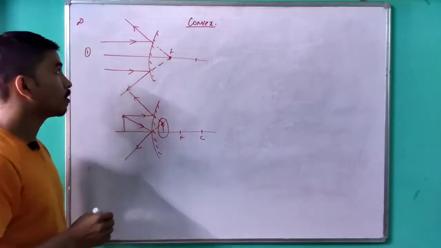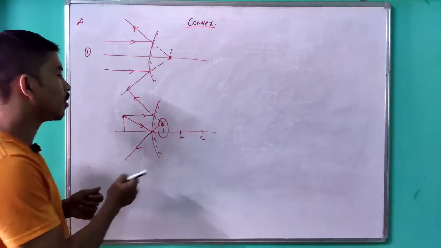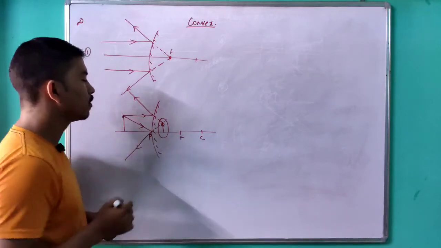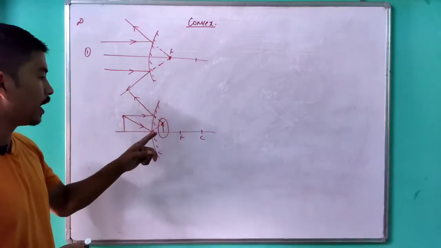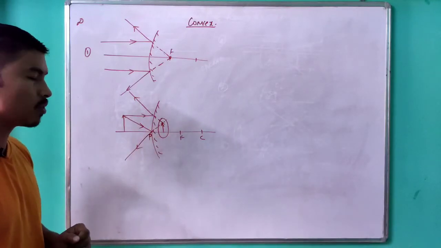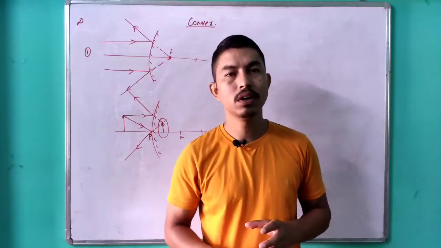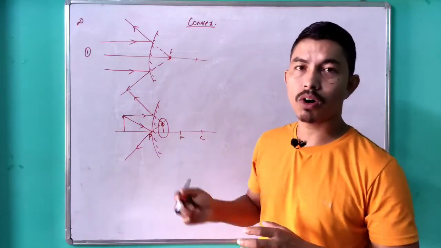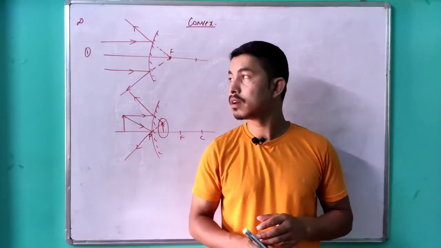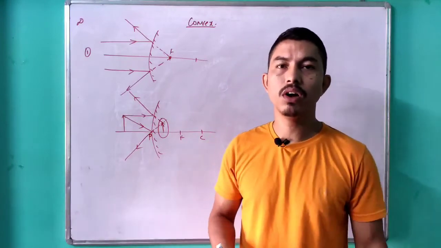Now for a convex mirror, whatever may be the position of the object, the image will always be formed between the pole and the focus, and the image will always be smaller than the size of the object, and the image will be erect as well as virtual. So it is very important for you to remember all the ray diagrams, or the rules to draw the ray diagrams, to obtain the image formed by a convex and a concave mirror for different positions of the object.